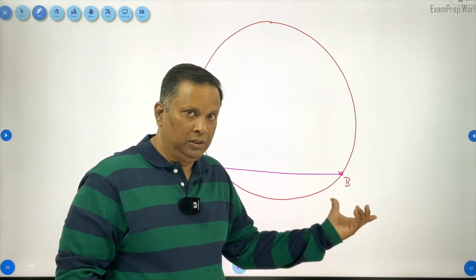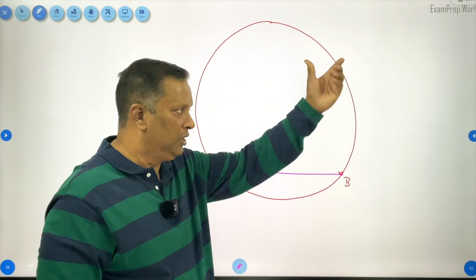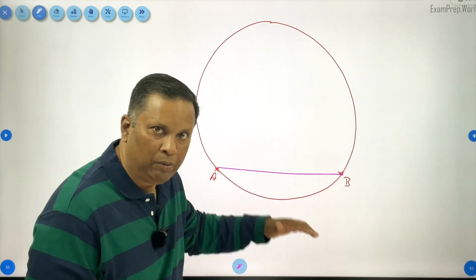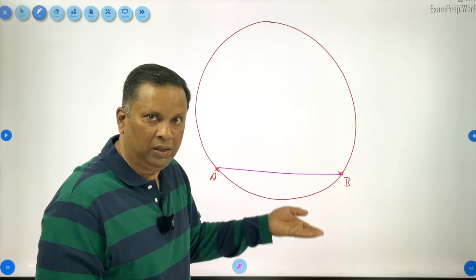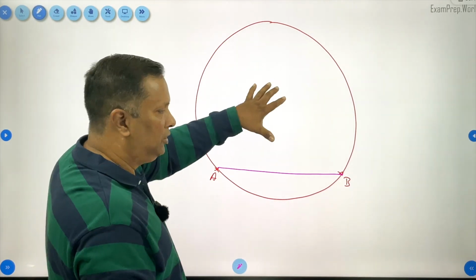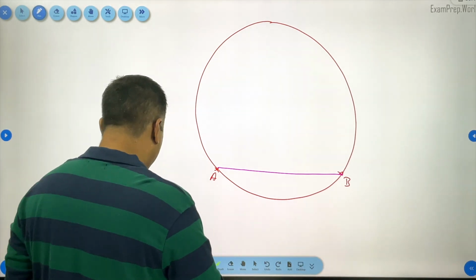Now this can create angles on the same segment. This is the major segment, this is the minor segment, the parts of the circle into which a chord divides the circle in two parts. They are called segments. The bigger one is the major segment. Now AB can create how many angles? An infinite number of angles.